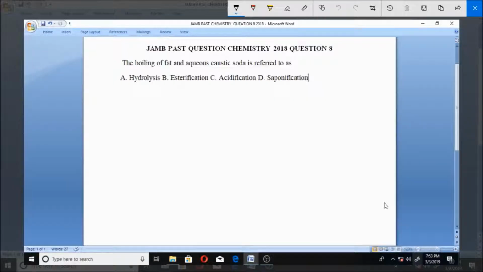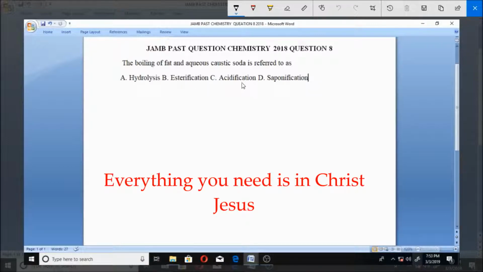Yes, let's look at this JAMB Past Question, Chemistry 2018, question number 8. The boiling of fats and aqueous caustic soda is referred to as: A. Hydrolysis, B. Esterification, C. Acidification, D. Saponification.